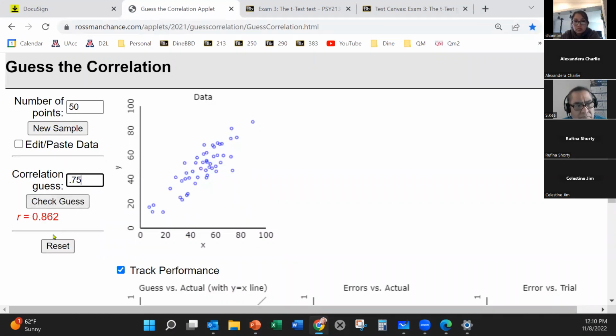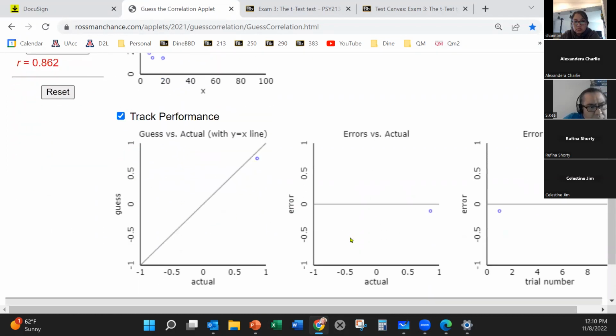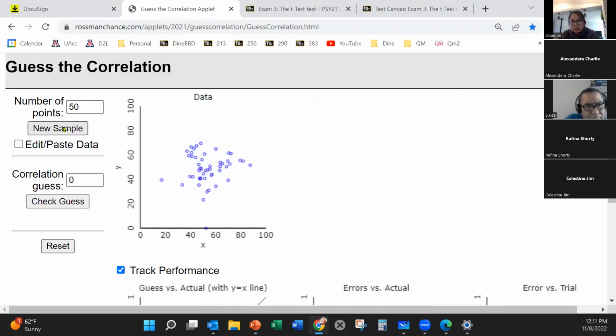And the actual correlation here is 0.862. So that gives you an idea now of what these look like. This one was pretty strong. We can see down here, this is the one that I usually pay attention to. So we were a little bit off, a little bit low. All right, let's get a new sample.